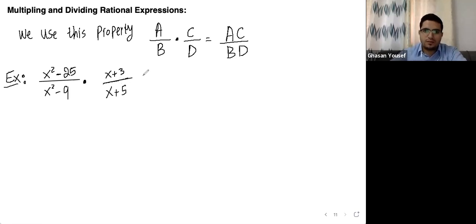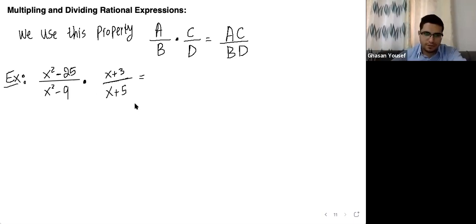Who will do this one? First thing to do with something like this, I prefer to factor both the numerator and the denominator. I prefer to factor this, this, this, and this, because we're going to cancel some of the common factors between the numerator and denominator.